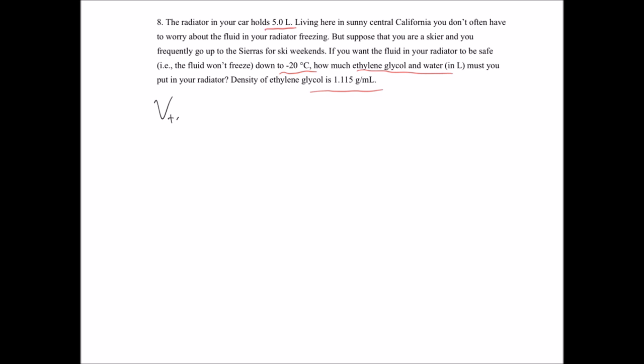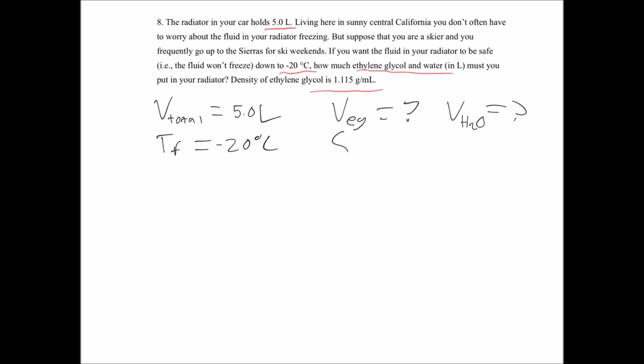So we have a V total of 5 liters. Now what we're looking for is the V of ethylene glycol, which I'm just going to abbreviate as VEG, which we don't know. We also want to know what the volume of water is. We know that our final freezing temperature should be negative 20 degrees Celsius. We also know that the density of ethylene glycol is 1.115 grams per milliliter.